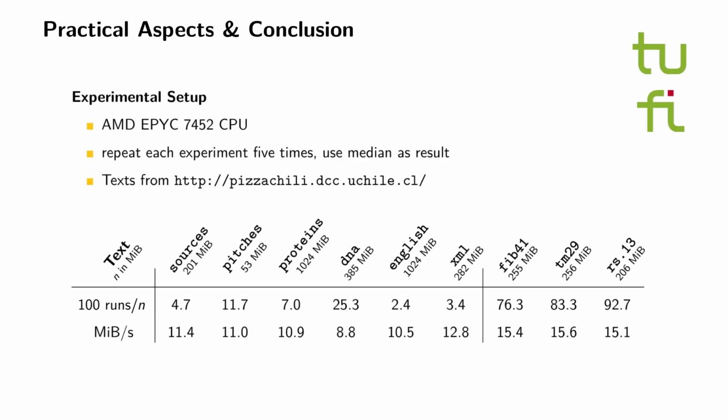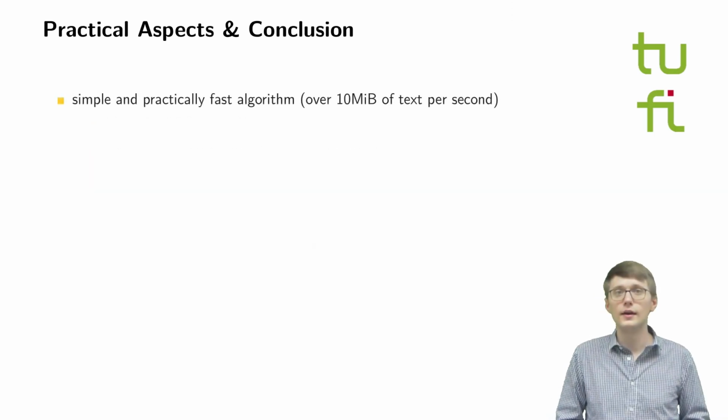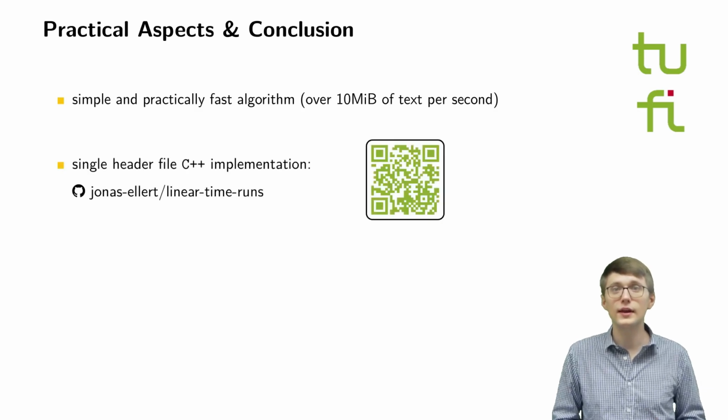The source code of our algorithm is publicly available on GitHub. Our C++ implementation, including the computation of the next smaller and next larger suffix edges, contains less than 250 lines of code. It consists of a single header file and it uses no external libraries, so it should be very easy for you to use it in other projects.